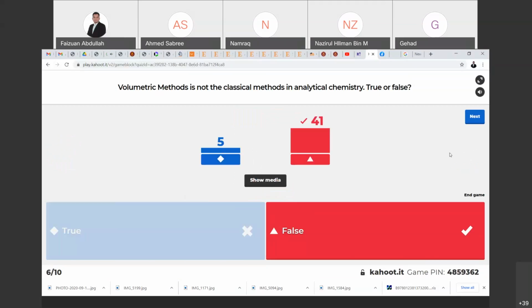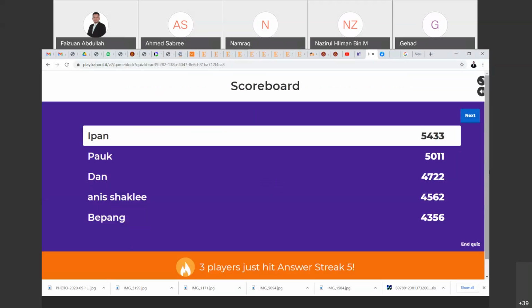Yes, the answer is false. You can still see Ipan on top, followed by Pao, Dan, Anish Shakli, and Bepang.